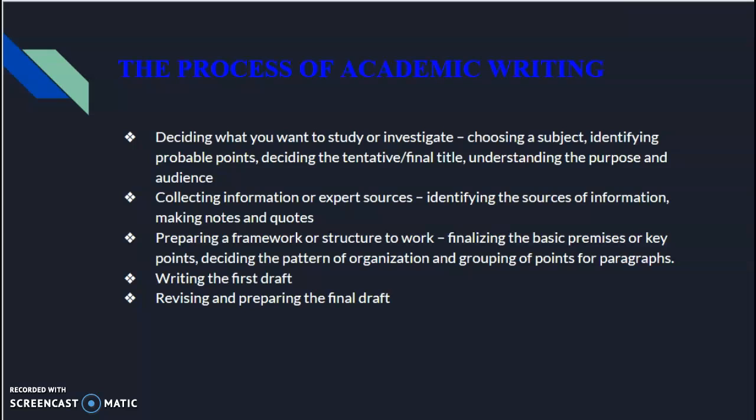Next step is collecting information. And while collecting information, it is important to remember that not all sources are reliable. You cannot base an essay entirely on a Wikipedia article, for example. Also, you have to take proper notes, include quotations from original sources, and always remember to give credit to others' work. Plagiarism is not a good practice.